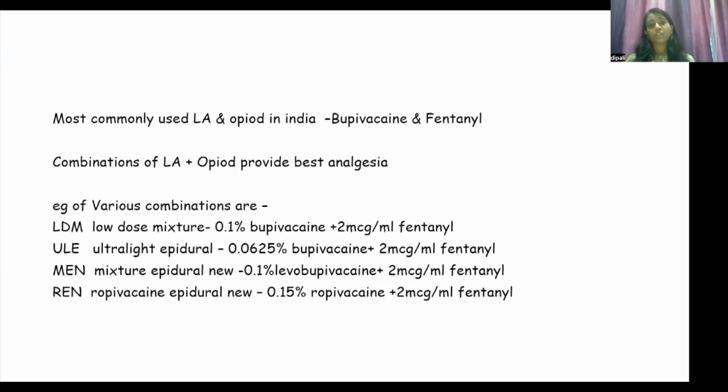So when they are used in combination, they provide superior analgesia. Various combinations that we are using are low dose mixture, ultralight epidural mixture, epidural new, and ropivacaine epidural new.